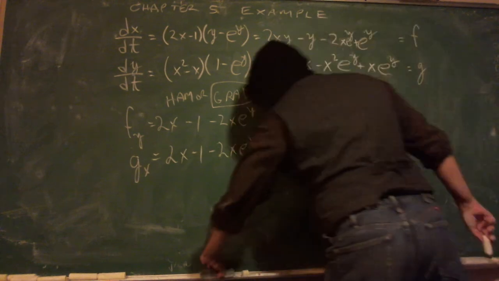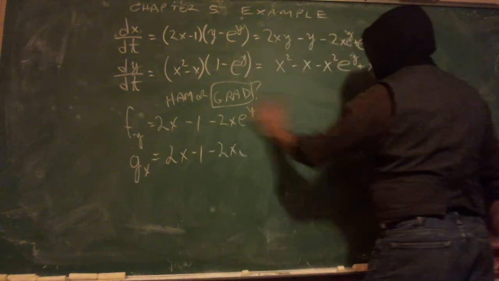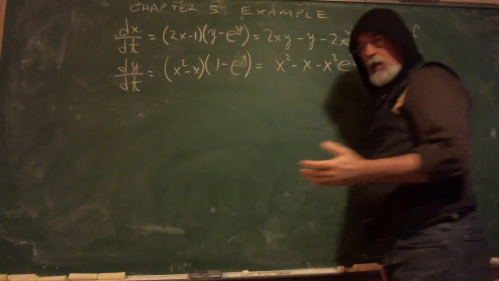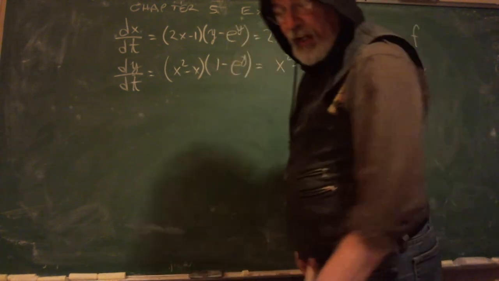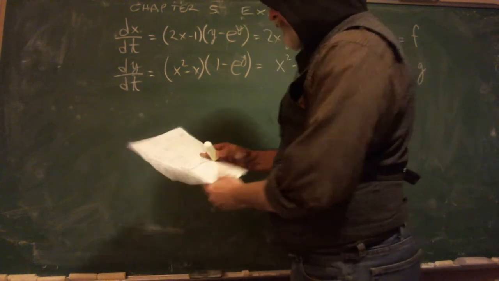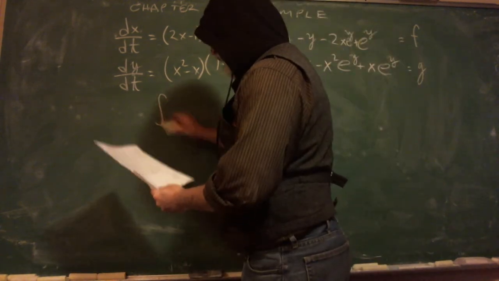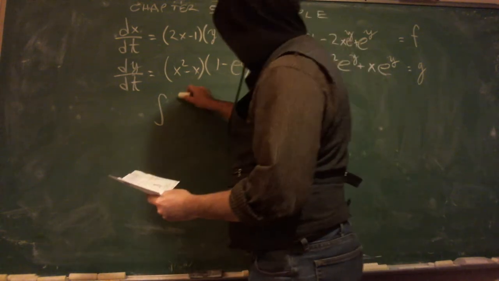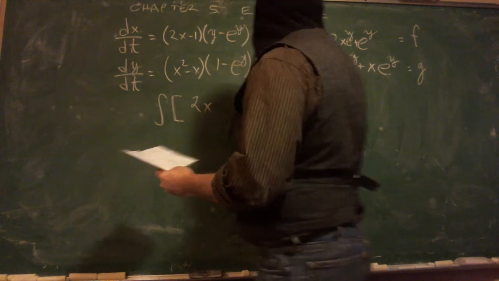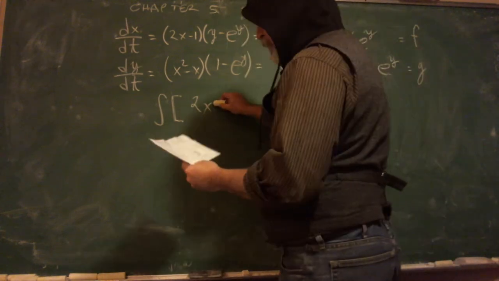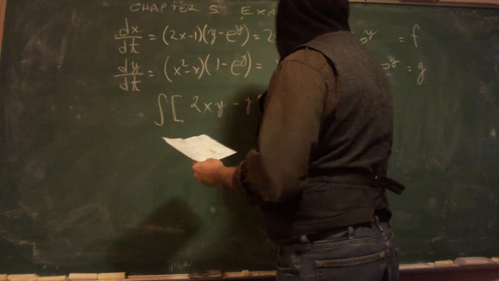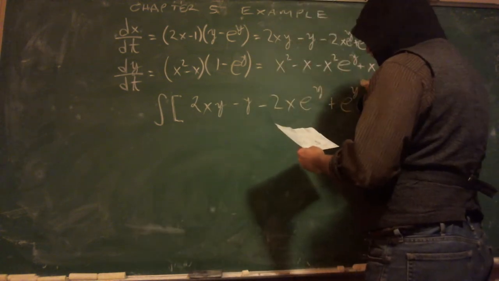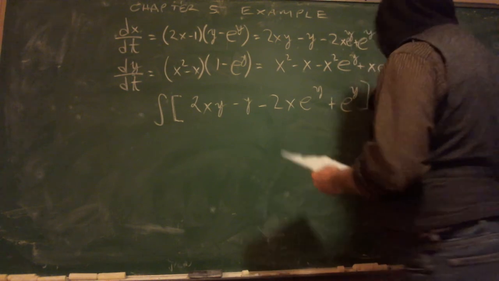Now, how do we solve? Remember how to solve for gradient. There's going to be two integrals to do. You should have this on a little note page for yourself, maybe your formula sheet. So here are the integrals I have to do. I have to do the integral of 2xy, and I'm going to do this term by term: 2xy minus y minus 2x e to the y plus e to the y, and that has to be a dx.